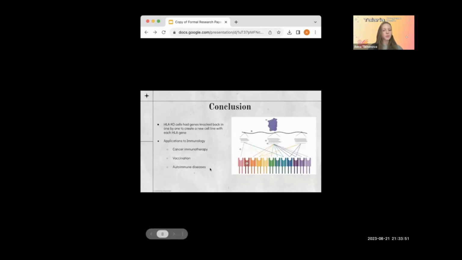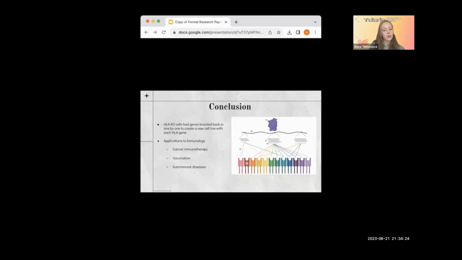So now for my conclusion. The purpose of this experiment and our objective was to have my knockout cells with their genes knocked back in one by one in order to create a new cell line which contained single HLA genes. We will then be able to see the differences in the antigens, which, as I mentioned before, are the hot dogs, what is inside the bun. And how these antigens fit into all the different MHC alleles, the hot dog bun.